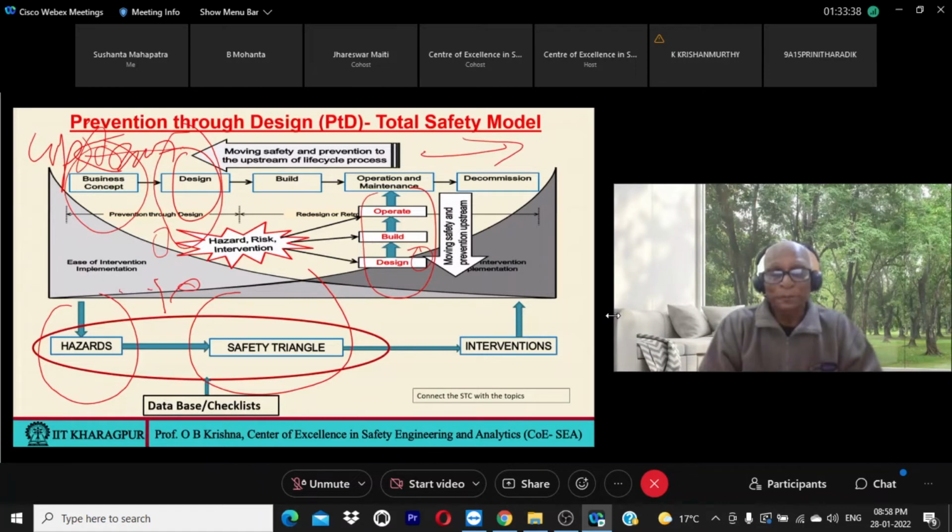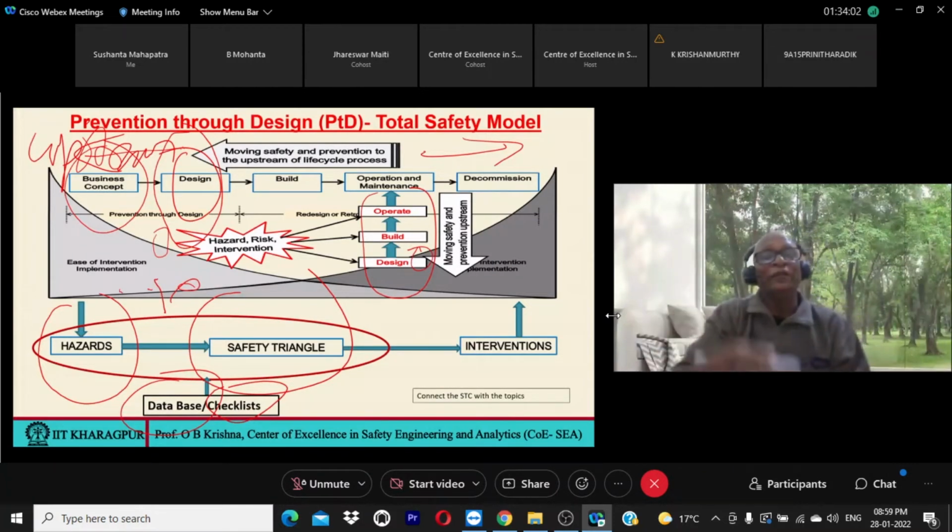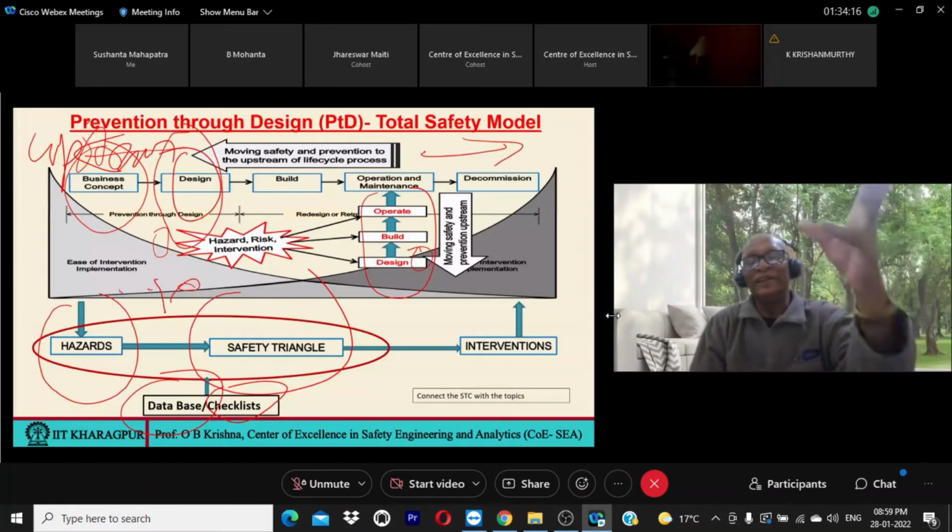And designers will not be able to do this whole exercise every time. It may be difficult. So they should be given a database of various hazards and various risks for each activity. They should have checklists. In addition to the knowledge which they have, if you give a database and checklist, they will be able to address every hazard, for every activity of construction, operation, commissioning, and decommissioning.